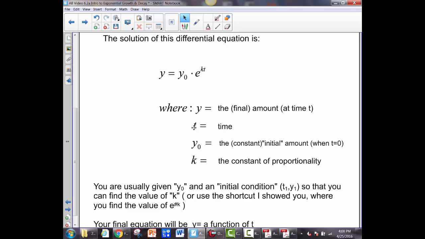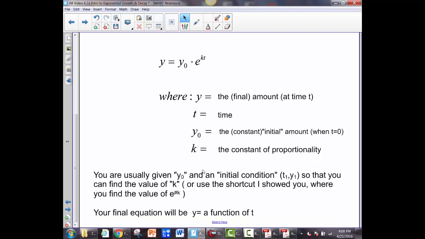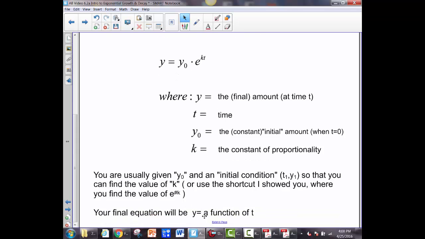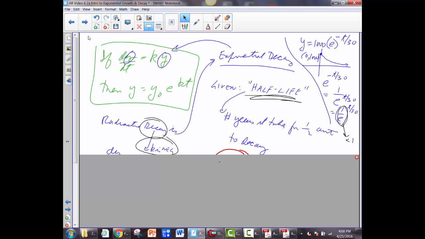Y is the final amount, t is the time, y0 is the constant initial amount when t equals 0, and k is the constant. You're usually given the y0 and an initial condition so that you can find the value of k, or use the shortcut I've showed you where you can find the value of e to a number k. Your final equation is y equals a function of t.